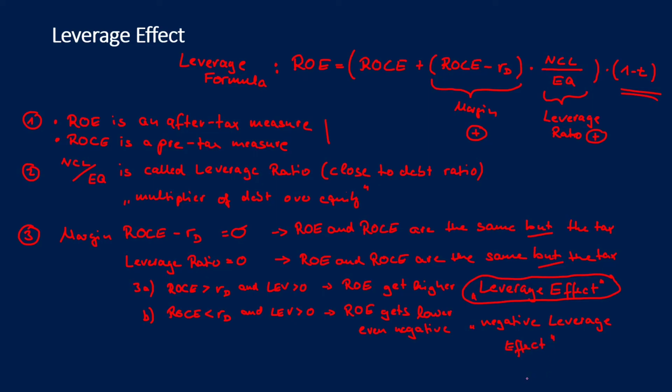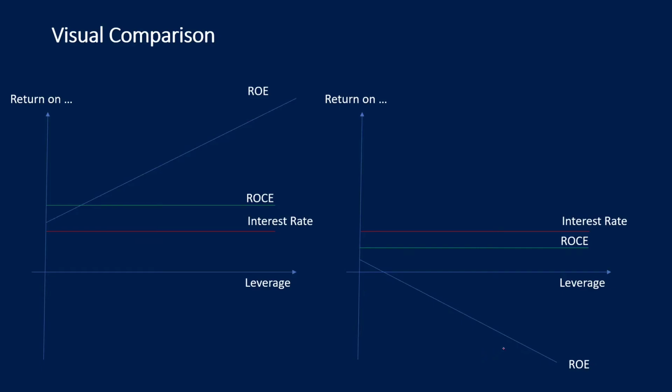And then this one can lead to a catastrophe. I would like to show you how that looks if we visualize this situation. Here we see two graphs. On the left-hand side, we see the positive situation. So the return on capital employed exceeds the interest rate. The interest rate is given here, and assumingly the interest rate does not change with leverage.